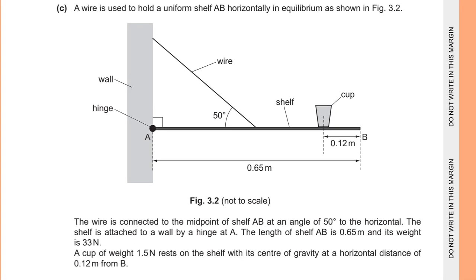A wire is used to hold a uniform shelf AB horizontally in equilibrium as shown in 3.2. The wire is connected to the midpoint of shelf AB. Okay, so this shelf is uniform, right?